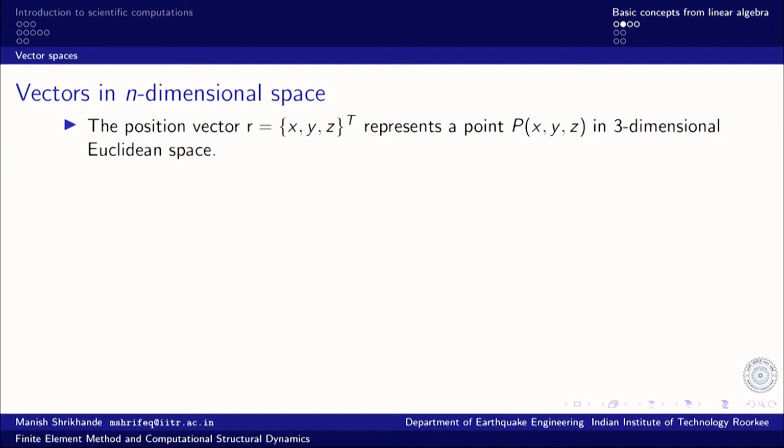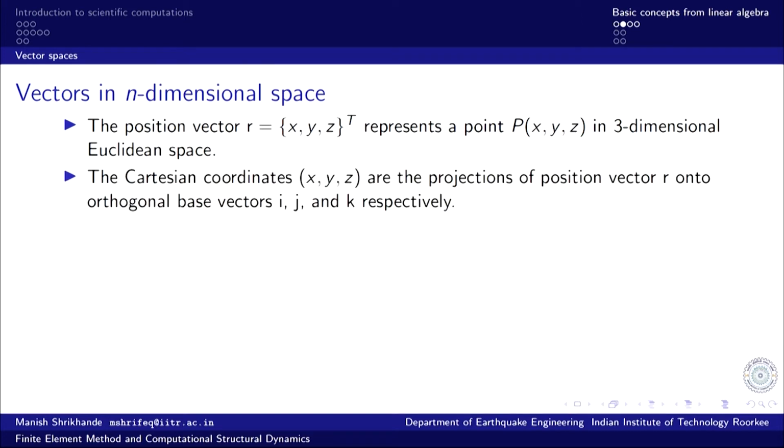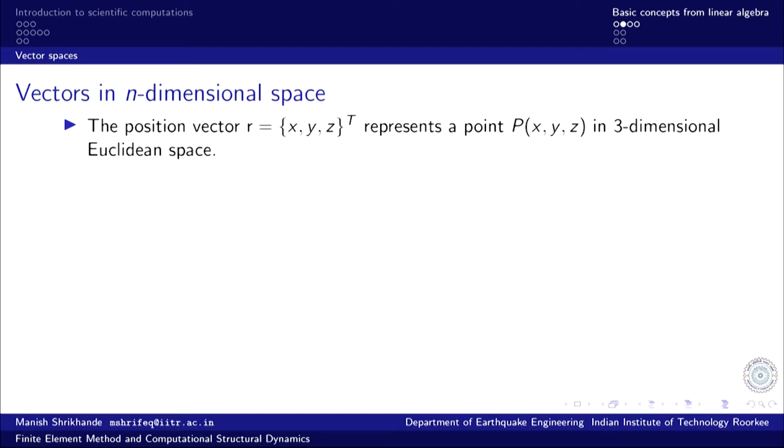So, as I said, now we can extend this from 3 dimensions to n dimensions, just a simple mathematical extension. So, instead of 3 dimensions, we can talk of n-dimensional space. Just as a position vector r (x, y, z) represents a point P (x, y, z) in 3-dimensional Euclidean space, for any n-dimensional vector the Cartesian coordinates x, y, z are the projections of position vector r onto the orthogonal vectors.